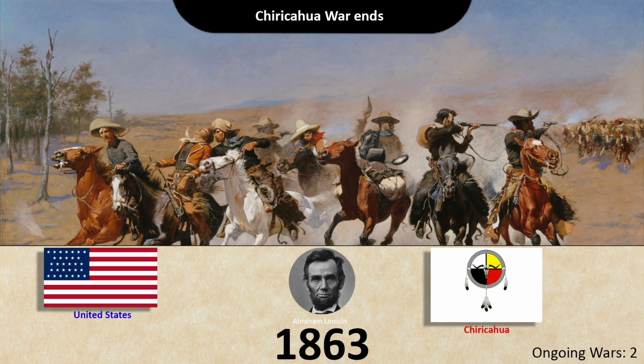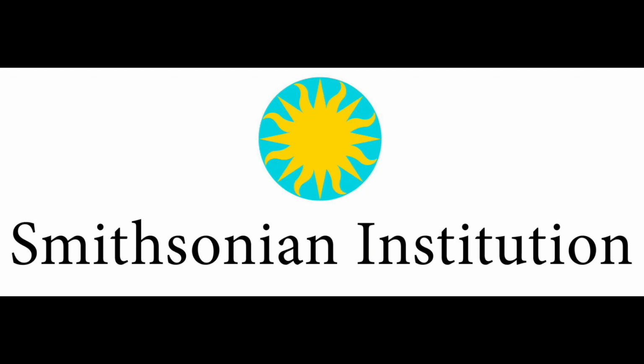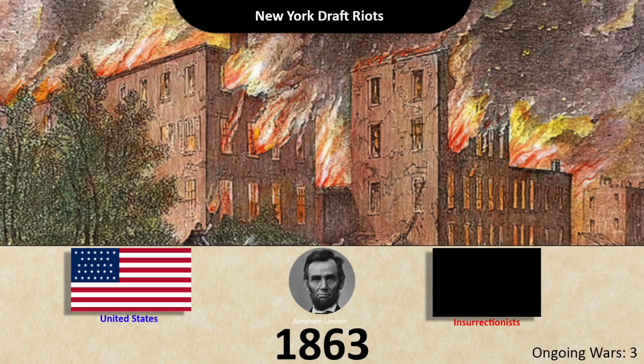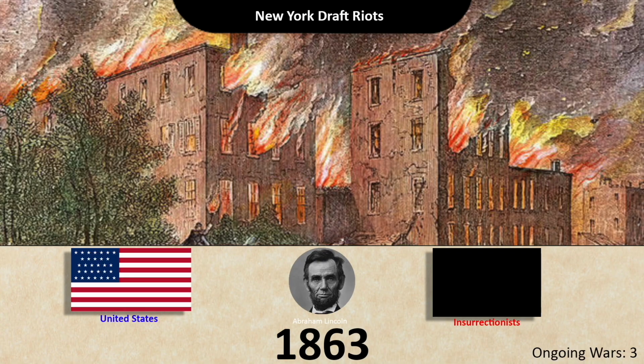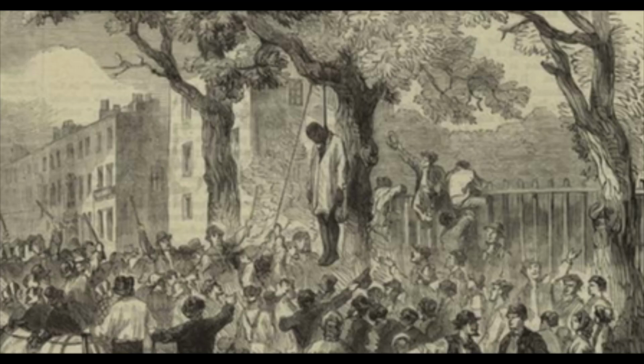And the following day, his head would be cut off and boiled and sent to the Smithsonian Institution. Same year in 1863, we'd get the New York draft riots. Basically, it is what it sounds like. It was one of the largest riots in American history. Initially, it was intended to express anger at the draft, and the protests would eventually turn into a race riot with white rioters attacking black people throughout the city.